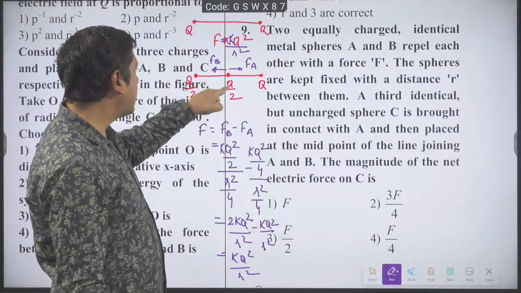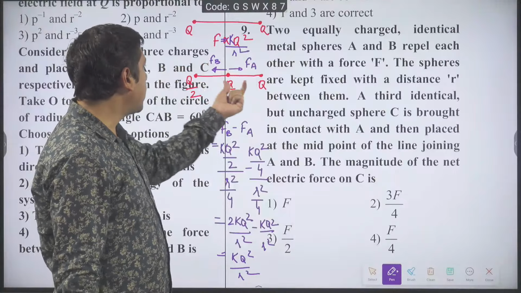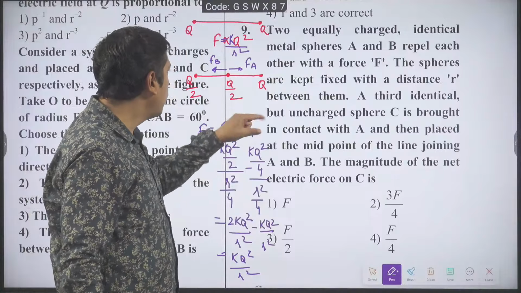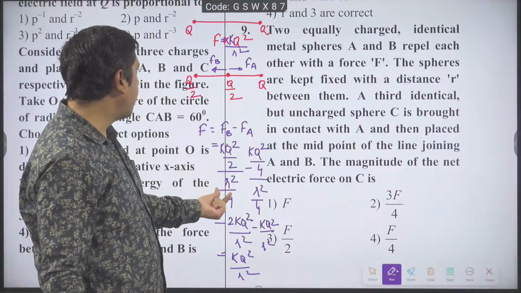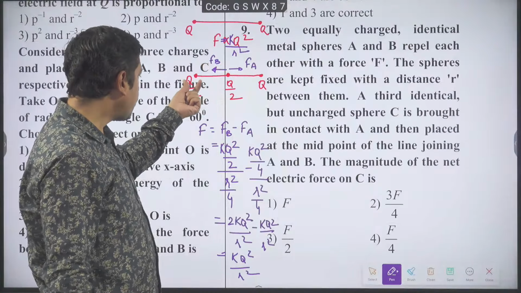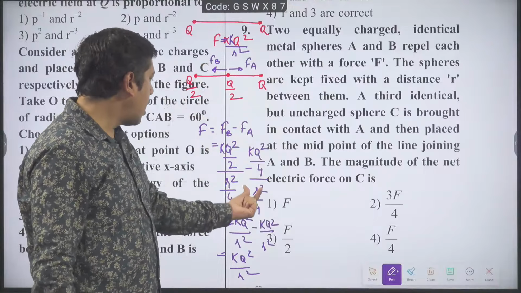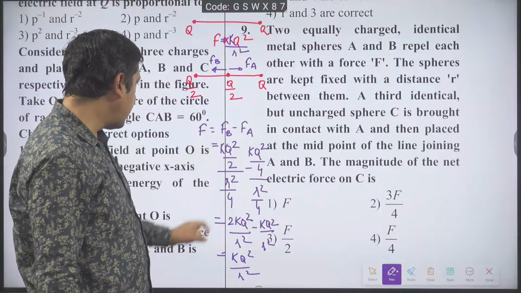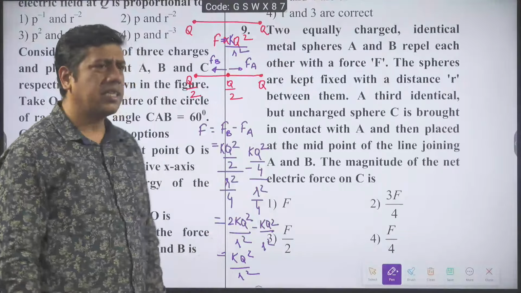So net force on c will be repulsion by B and repulsion by A, and the distance becomes R by 2 now. This complete distance is R, now it becomes R by 2. So we can write KQ into Q by 2, that is KQ square by 2 divided by R by 2 whole square, minus, opposite direction, KQ by 2 into Q by 2, which is KQ square by 4 by R by 2 whole square. 4 will go in the numerator, right? 2 and 4 cancel, 2 times comes. Yes, it is correct, I think.